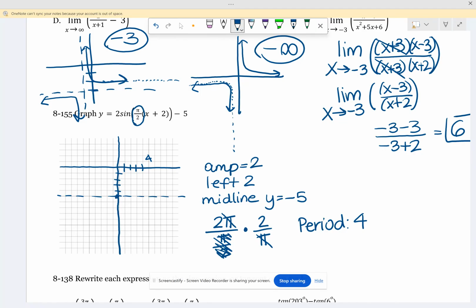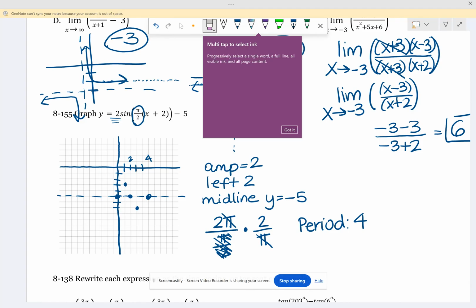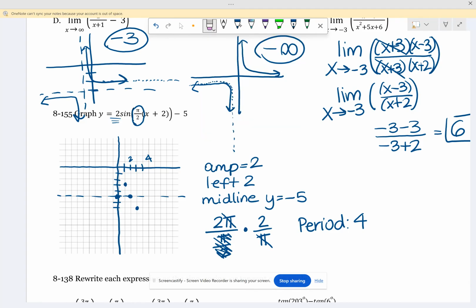Sine starts at the midline. My amplitude, let's see, my amplitude is 2. So from there, I'm going to move up 2 units. I'm going to go back to the midline, and then I'm going to move down 2 units, and then I'm going to go back to the midline. Oops, did I miss? Yeah. Okay, there we go.